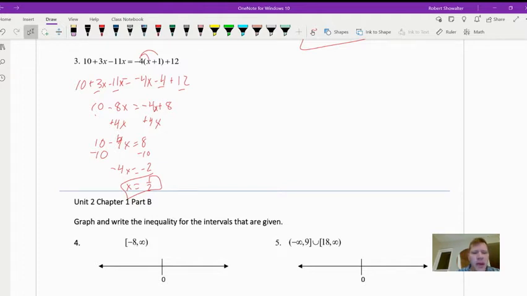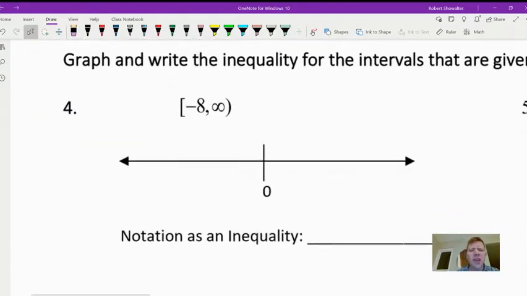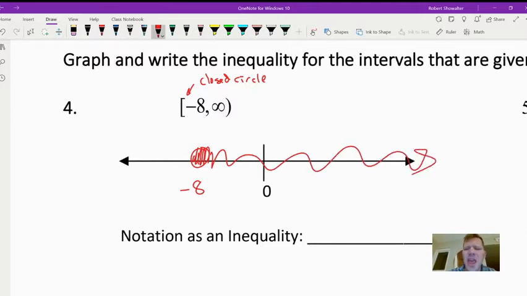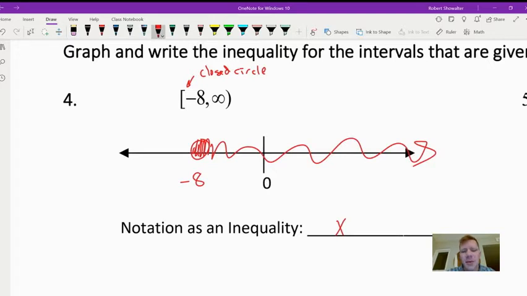Graph and write the inequality for the intervals that are given. Oh my gosh, we have an interval. Look at that. That's so cool. So we're going to go from negative 8 to infinity. This bracket means a closed circle. So we're going to drop a closed circle at negative 8. We're going to go to positive infinity. Positive infinity is to the right. But it has an inequality. The graph shows that x is greater than or equal to negative 8.